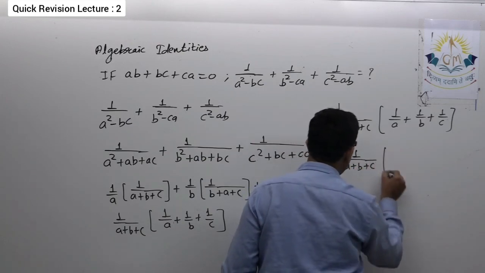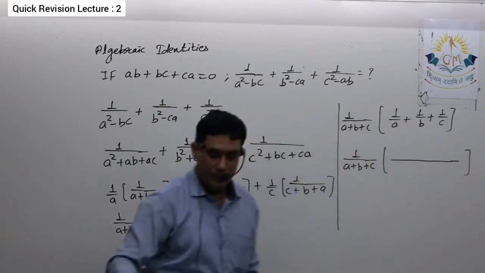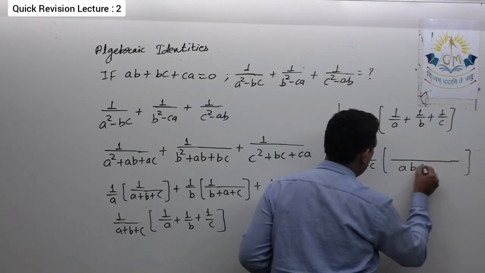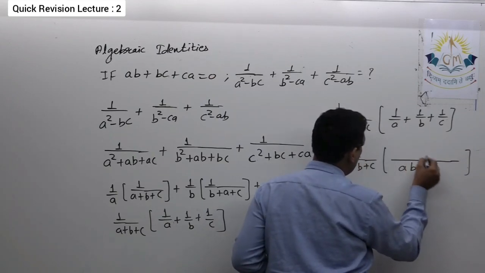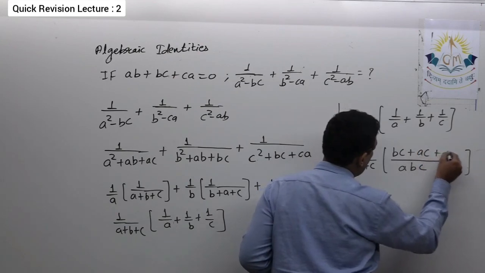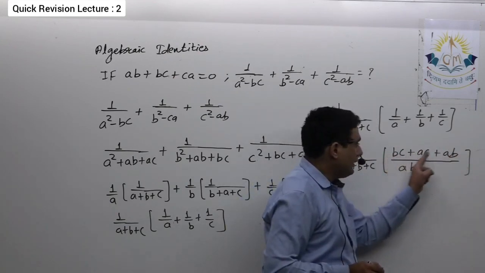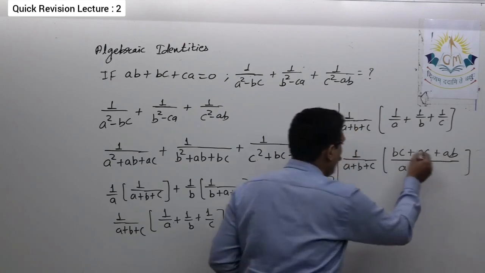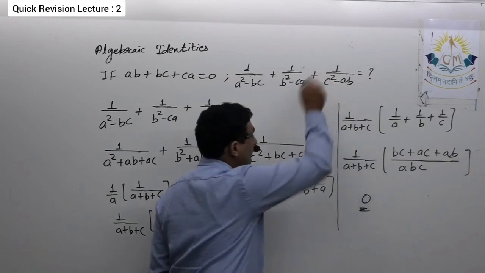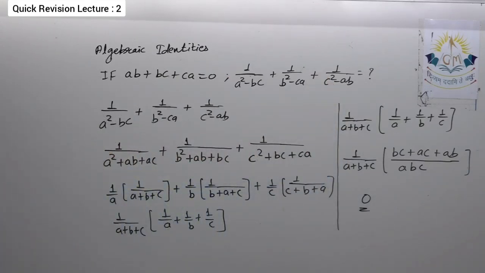See, this is almost done. I am solving it completely just for your better understanding. Now the numerator of the second factor will be BC plus AC plus AB, with denominator ABC, isn't it? Now BC plus AC plus AB is 0, and 0 into anything is 0. So the final value of the given expression is actually 0. So note it down.